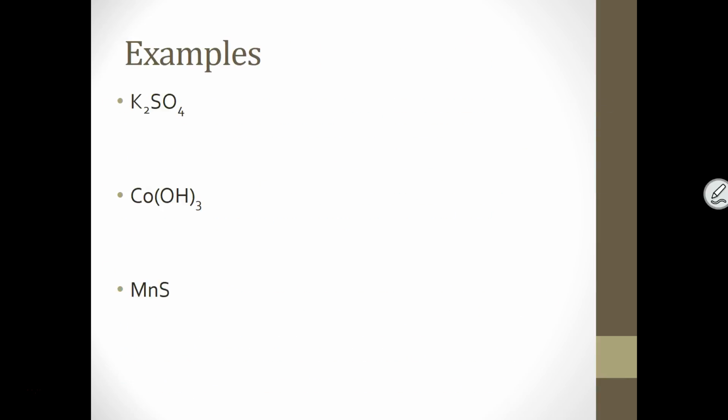So let's just do a few examples where we're going the opposite direction. So we have the formula, we're asked to write the name. All right, so this first one, we have K is potassium, and it's the potassium ion, but I'm going to actually not even write the ion because I already know I'm going to get rid of it.